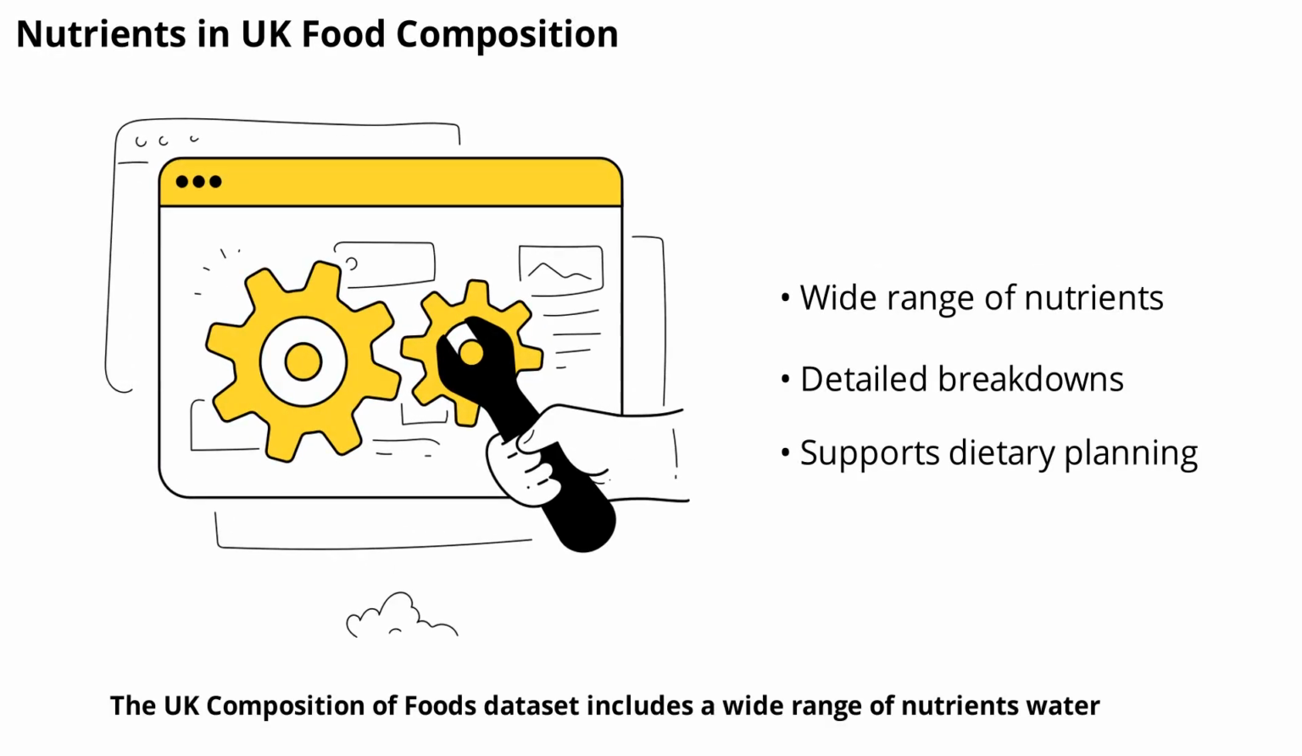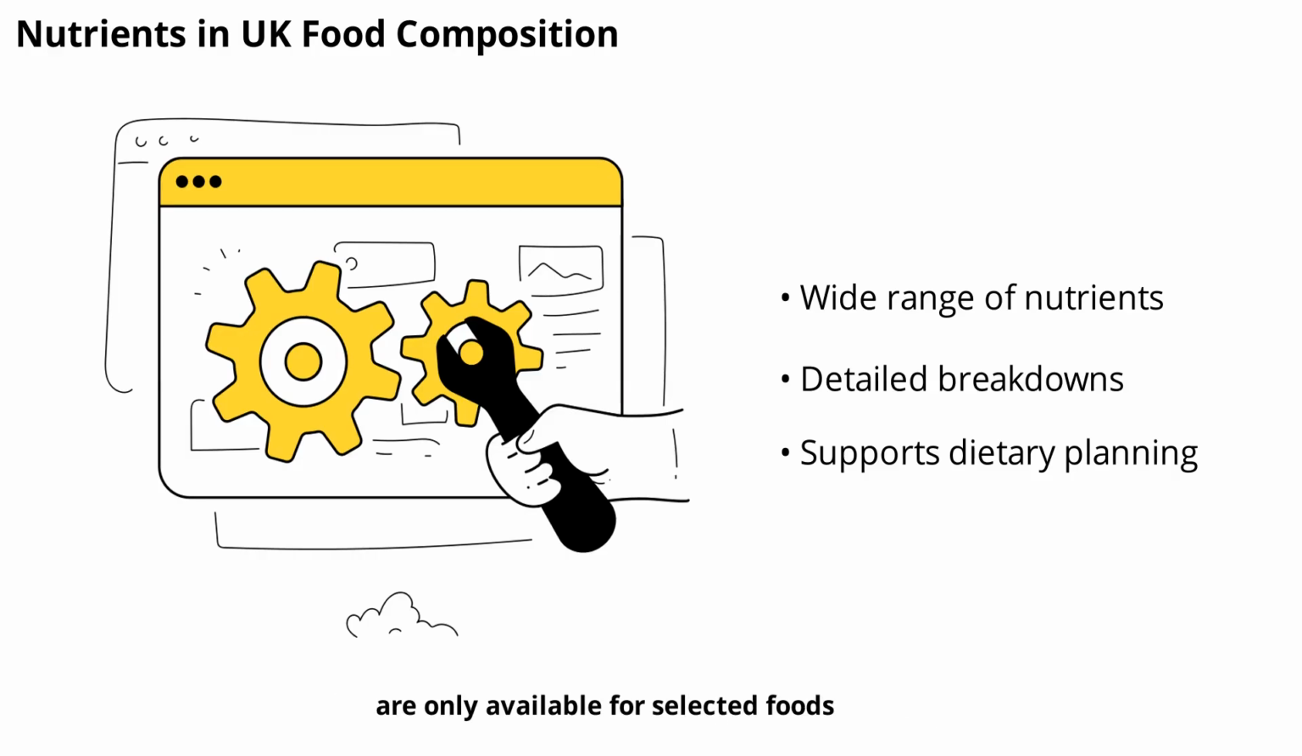The UK Composition of Foods dataset includes a wide range of nutrients: water, protein, fats, including saturated, monounsaturated, polyunsaturated, and trans fats, carbohydrates including sugars and starch, dietary fiber, minerals, and vitamins. Some nutrients, like phytosterols and organic acids, are only available for selected foods. This comprehensive approach ensures that users have access to detailed information for dietary planning and research.